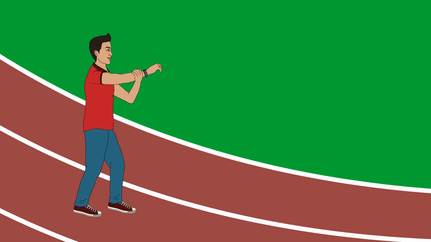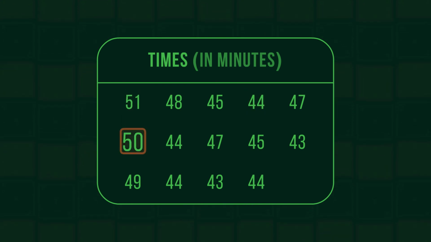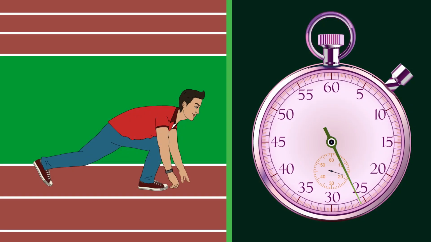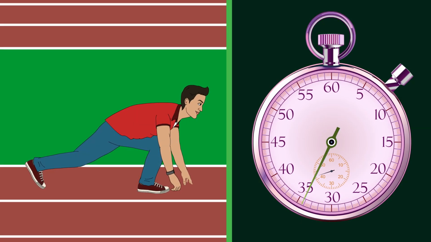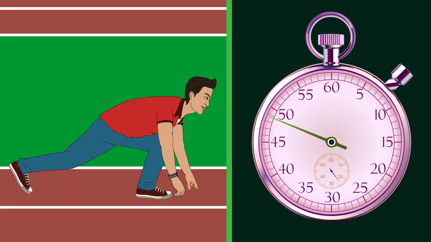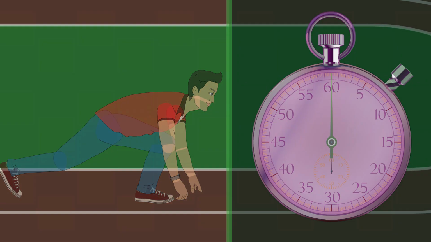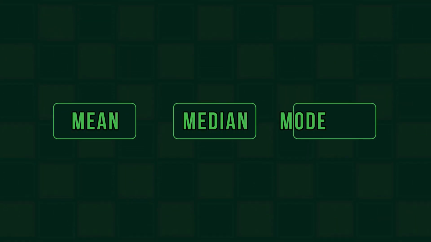Bob is training for a race and is timing himself to check he's getting faster. His times are a bit inconsistent. He wants to find his average to get a better understanding of what time he is likely to run in his race. When we say the word average, it actually can mean 3 different things.